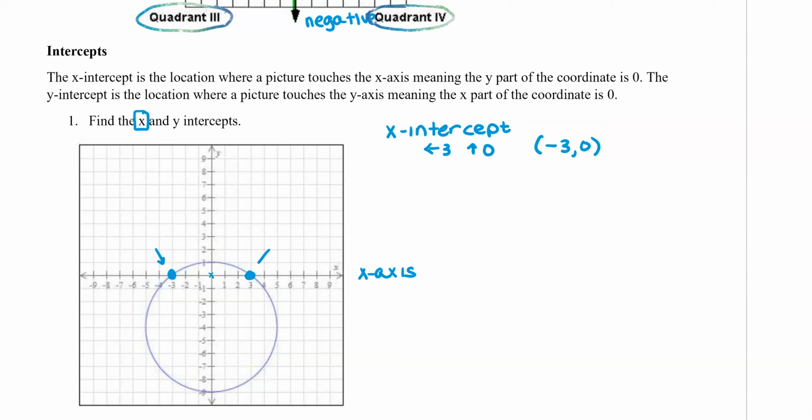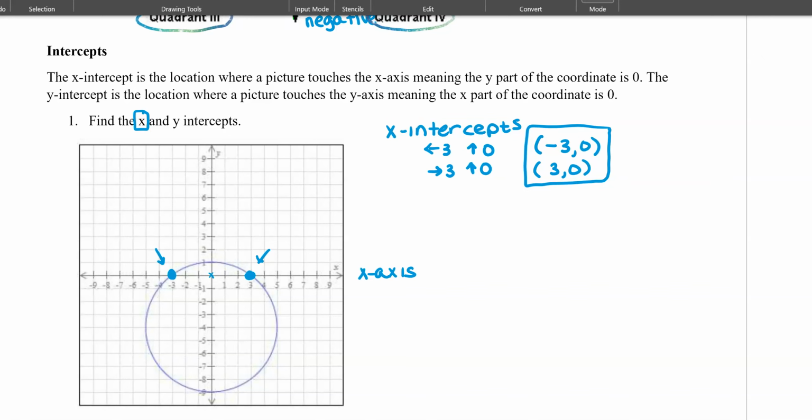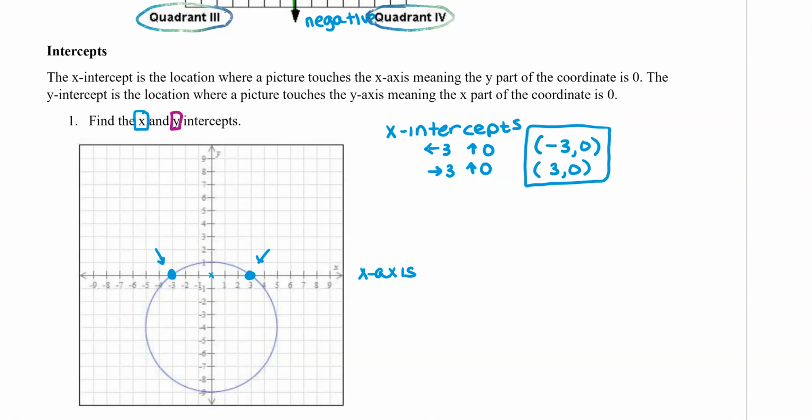And then similarly, to get to this point on the right from the origin, I count 3 to the right and I go up 0 because again, I'm not coming off of the x-axis. So that location is 3, 0. So my x-intercepts are these locations: -3, 0 and 3, 0. If we want to do our y-intercepts, it's the same idea, but now we're looking for where it crosses the y-axis. We can see it crosses the y-axis here and here.